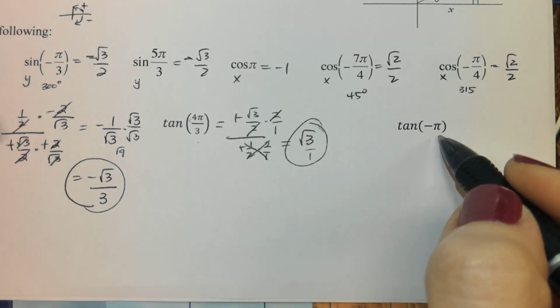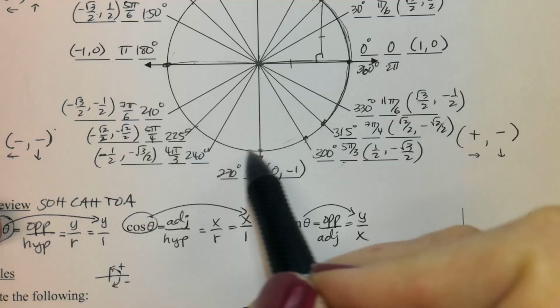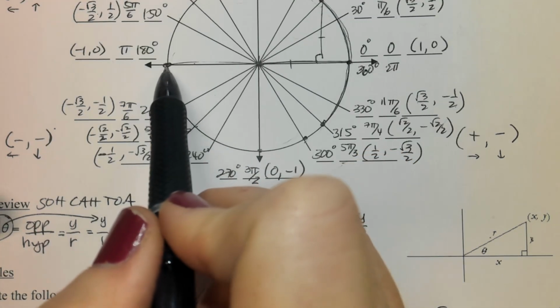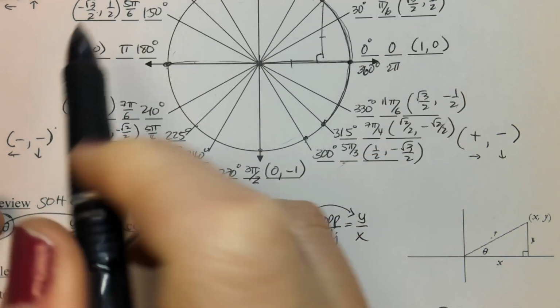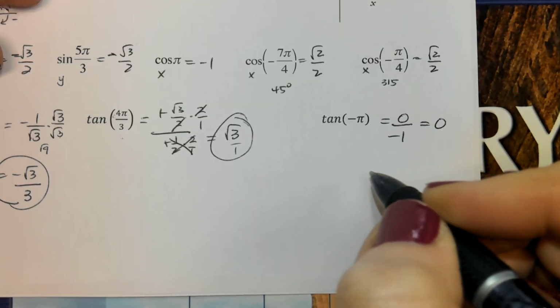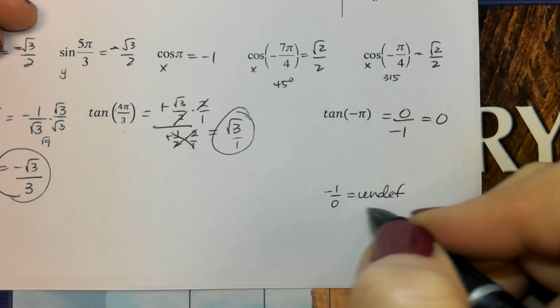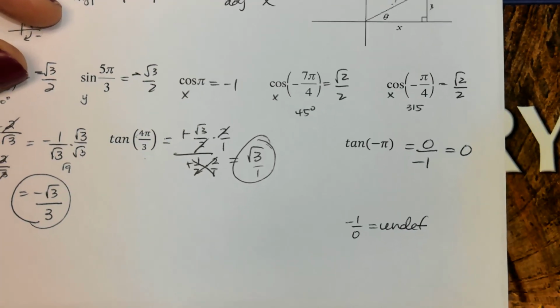Next up, I've got tangent at negative pi. So positive pi is right there. So negative pi is actually at the exact same spot. And the tangent is y over x. So 0 over negative 1, which turns out to be 0. Keep in mind that if you had negative 1 over 0, that would be undefined. And that can totally happen when you're dealing with tangents.